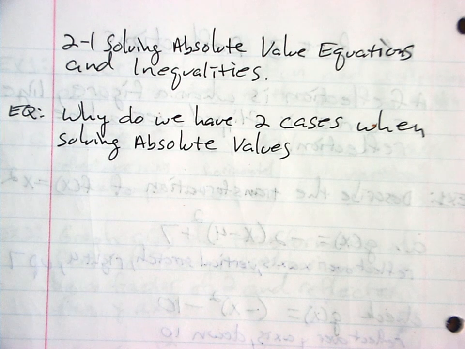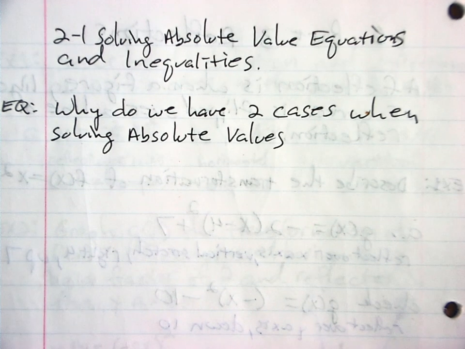We're recording. 2-1, absolute value equations and inequalities. Why do we have two cases when solving absolute values? So before we actually even start this, I have a question for you. Absolute value must be what coming out? Positive. It cannot be negative.